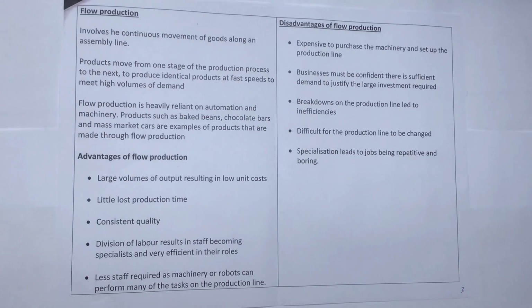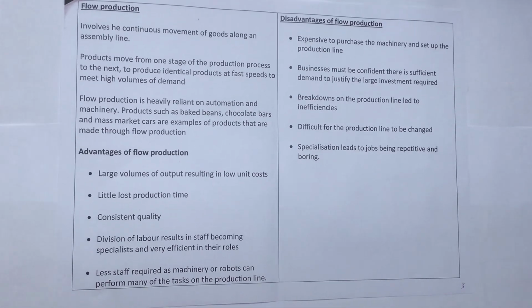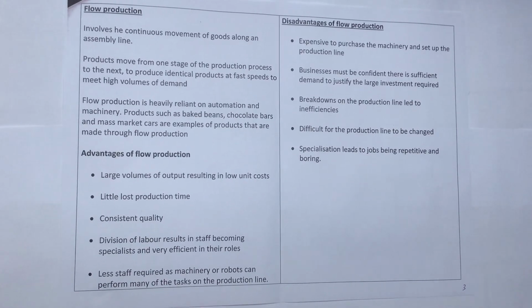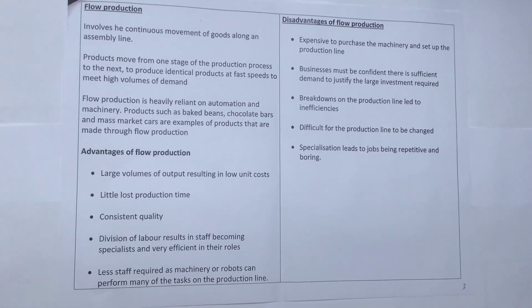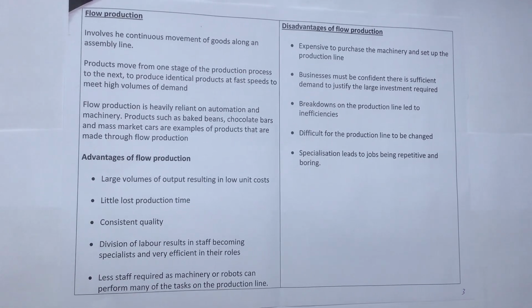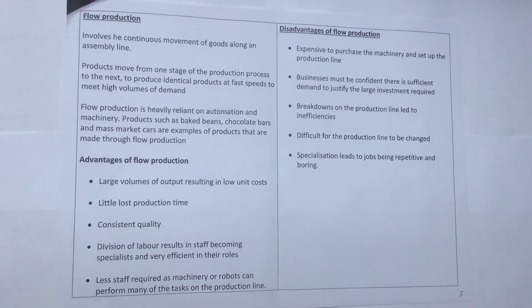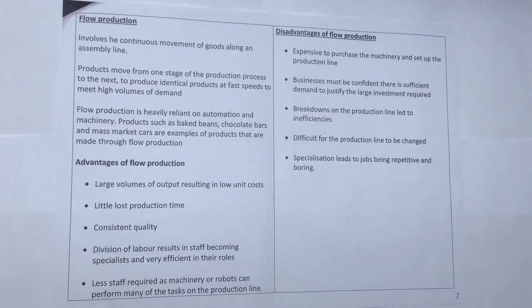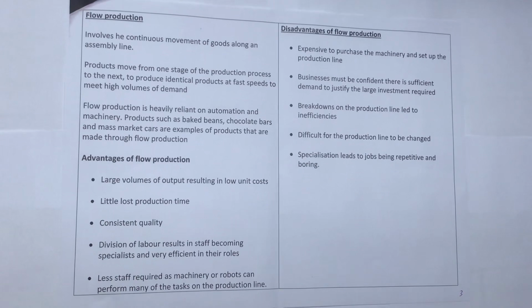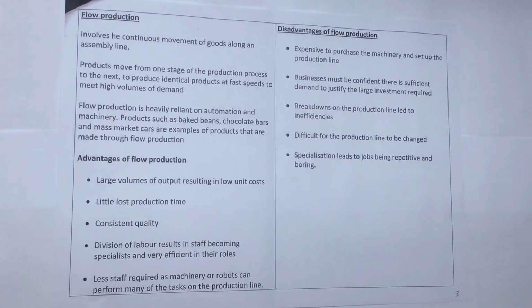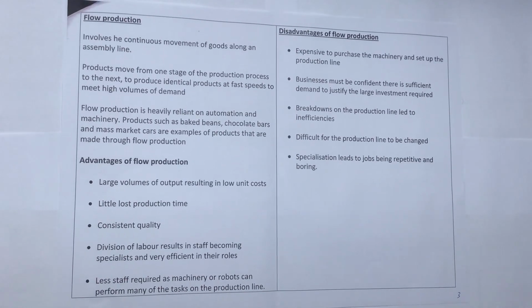Flow production involves the continuous movement of goods along an assembly line. Products move from one stage of the production process to the next to produce identical products at fast speeds to meet high volumes of demand. Flow production is heavily reliant on automation and machinery. Products such as baked beans, chocolate bars and mass market cars are examples of products that are made through flow production.